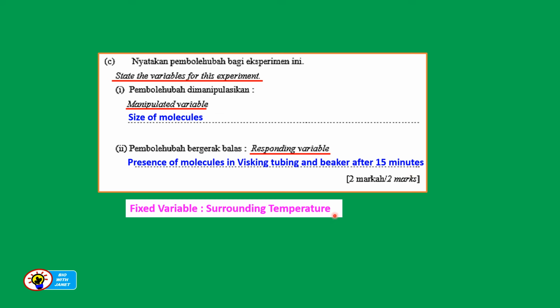If you ask for the fixed variable, then the best answer is surrounding temperature, based on the experiment found in the textbook, which is quite similar to this experiment with a slight variation. In the textbook experiment, 2 substances are placed in the whisking tubing, not just the starch suspension but also a glucose solution. But here there's no glucose solution involved.